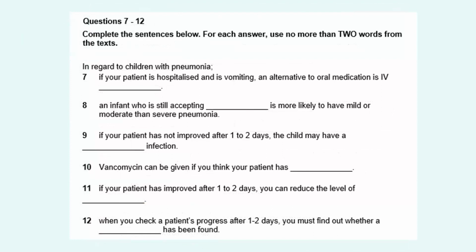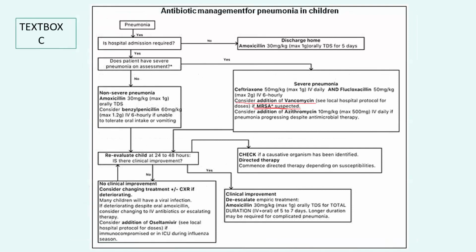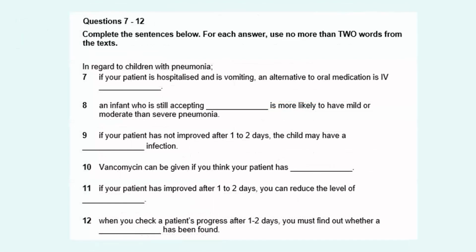Next question. Number 10. Vancomycin can be given if you think your patient has. Back to text box C. Severe pneumonia. Consider the addition of that if MRSA is suspected. So the answer is MRSA.